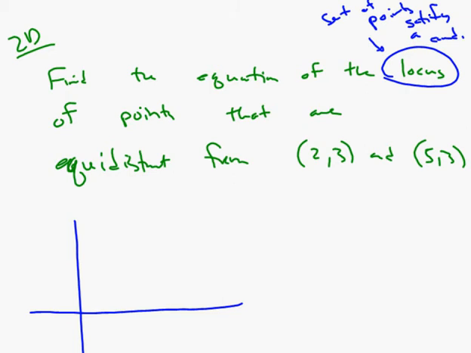Square. I've gone back to the 2D world for a little bit. It says find the equation of the locus of points that are equidistant from (2, 3) and (5, 3). So it's pretty easy to draw a picture of this. Here's the point (2, 3). You go over 2 and up 3 and put a point there.